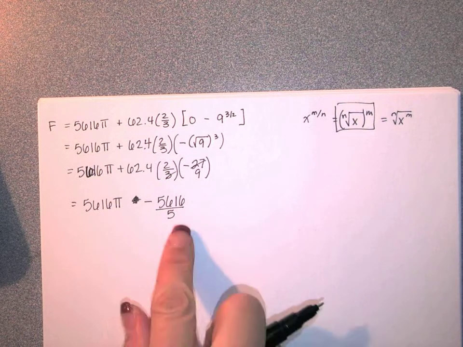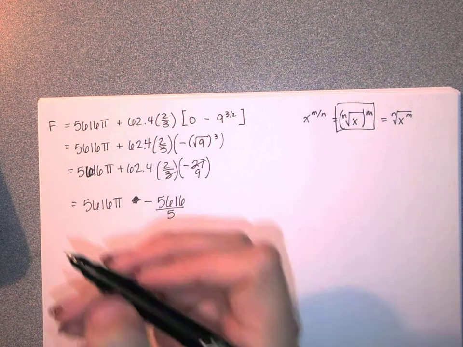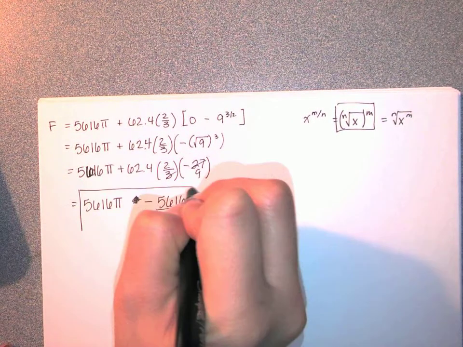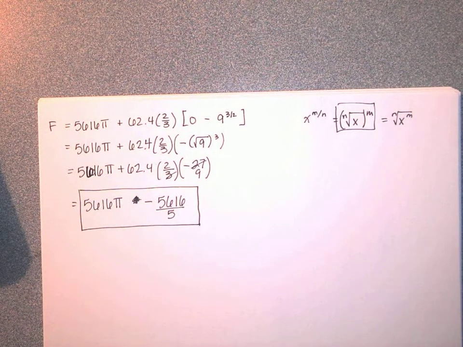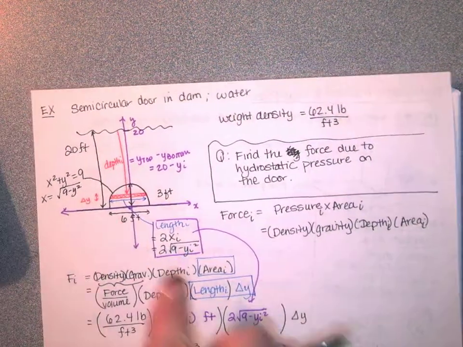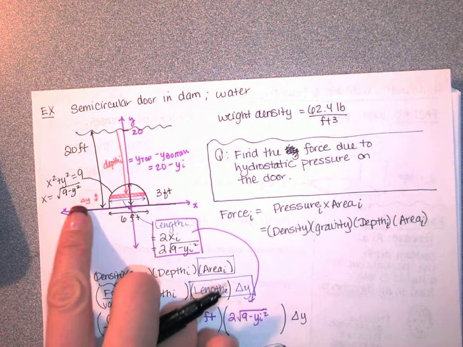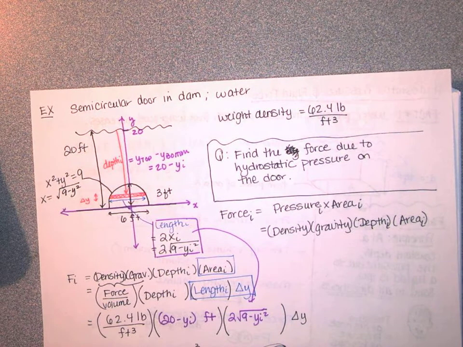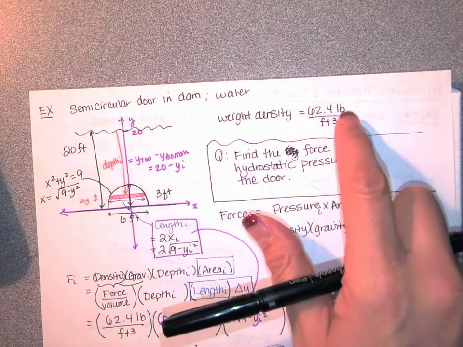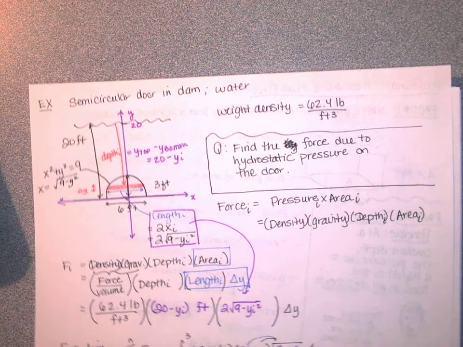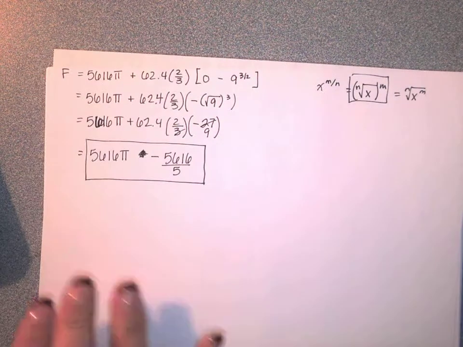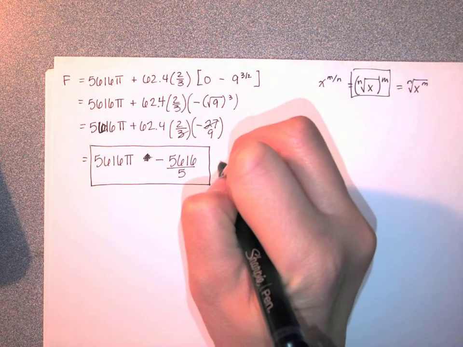And that's it. There is no pi on that term. So that is the fluid force. You might say, well, how many units is that? Or what are the units on that? Well, these measurements were given in feet. And we used the weight density, which was in pounds per cubic foot. So our force is going to be in pounds. So this is some number of pounds.